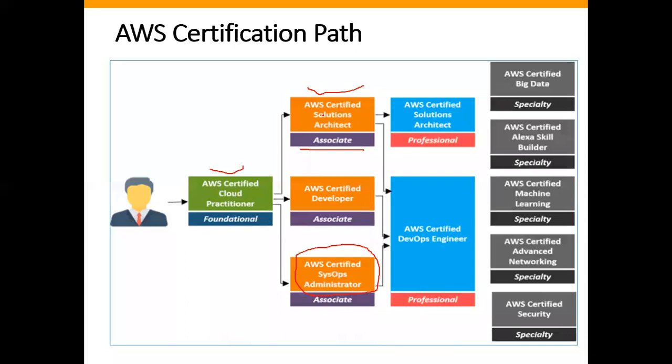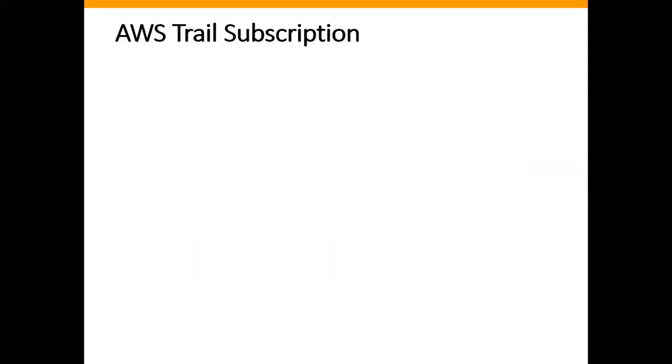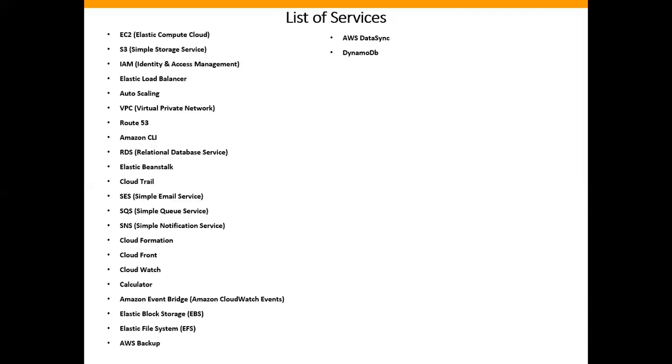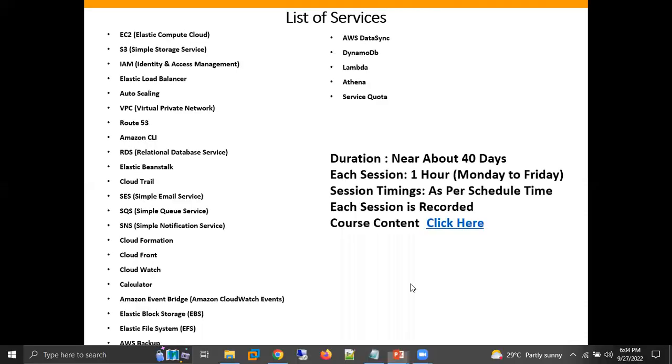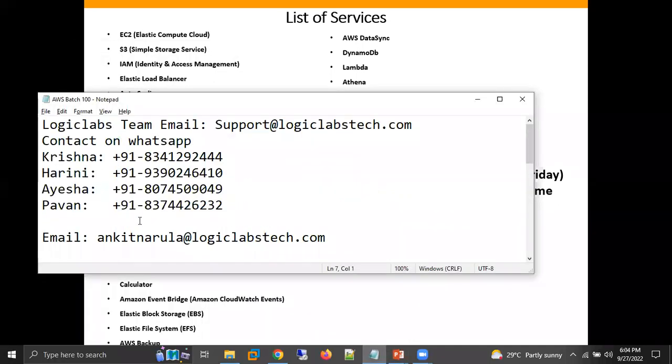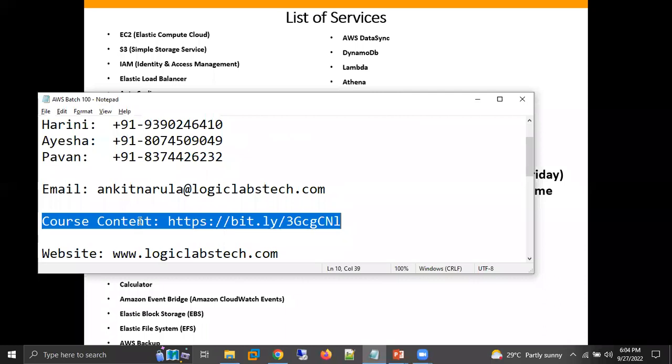What services are you going to cover, Ankit? Did you see the course content? Here is the list of services which we are going to cover, the 27 services. If you want more in-depth details on what we are going to cover, you have to check the course content. Are you in the WhatsApp group of our AWS Batch 100, Prashant?